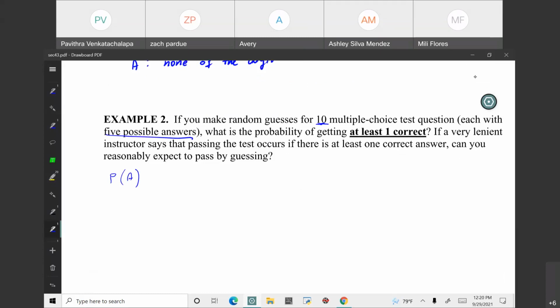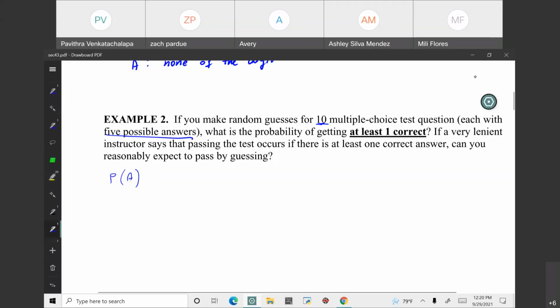Okay. If a very lenient instructor says that passing the test occurs if there is at least one correct answer, that means you have 10 questions. If you just answer one question, she will pass you. So now we have to check what would be the probability. In other words, what would be the percentage of passing? So if you answer one question, what is the percentage that you're going to pass the exam or the test?